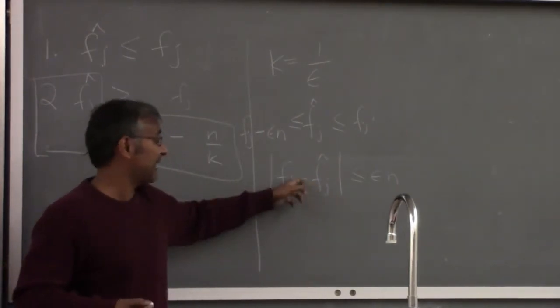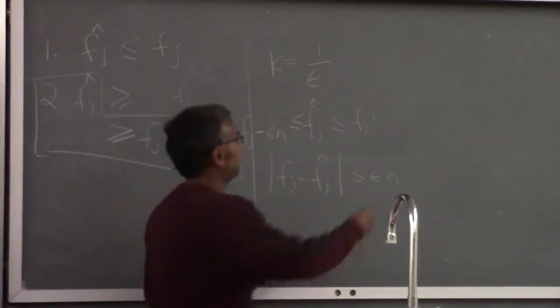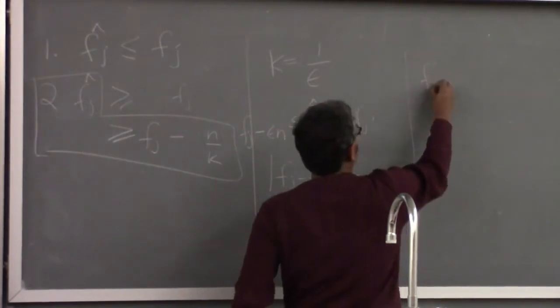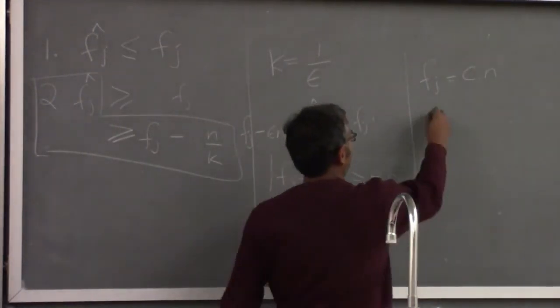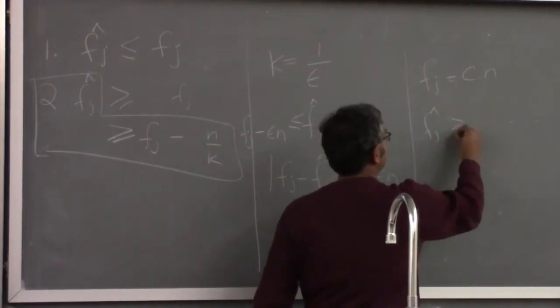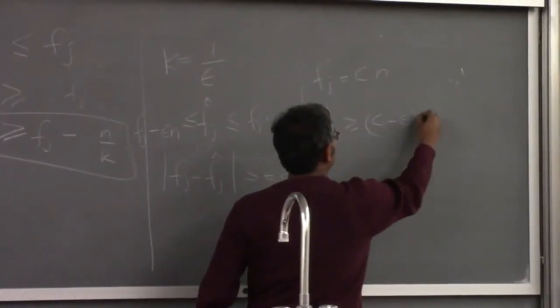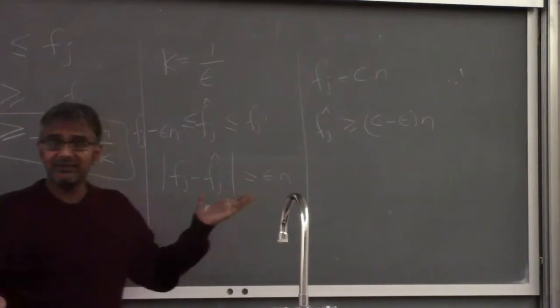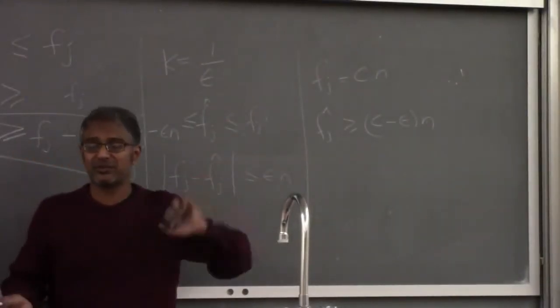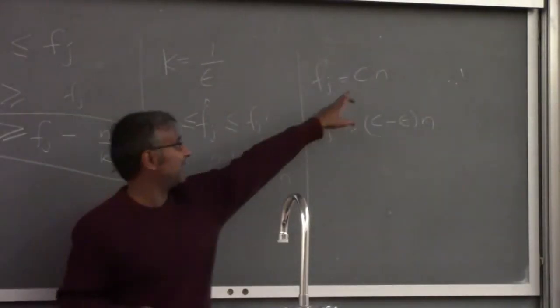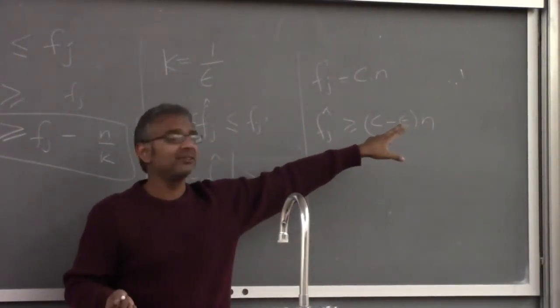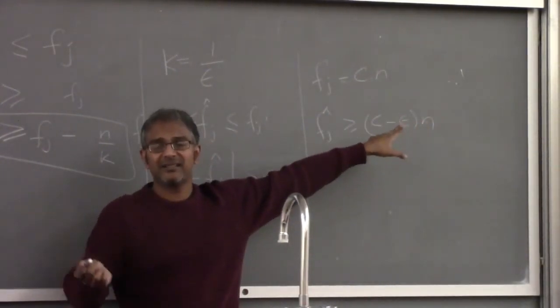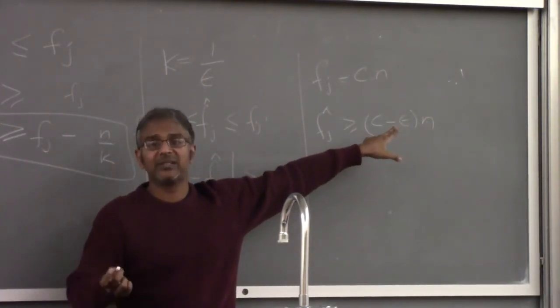So if fj, for example, is equal to c times n for some constant c, then we're saying that fj hat is at least (c minus epsilon) times n, which is not bad. It's within some epsilon percentage of the true answer. Say fj is n over 100, and epsilon is, let's say, 1 over 1000. Then this is like 99 over 1000. It's close.